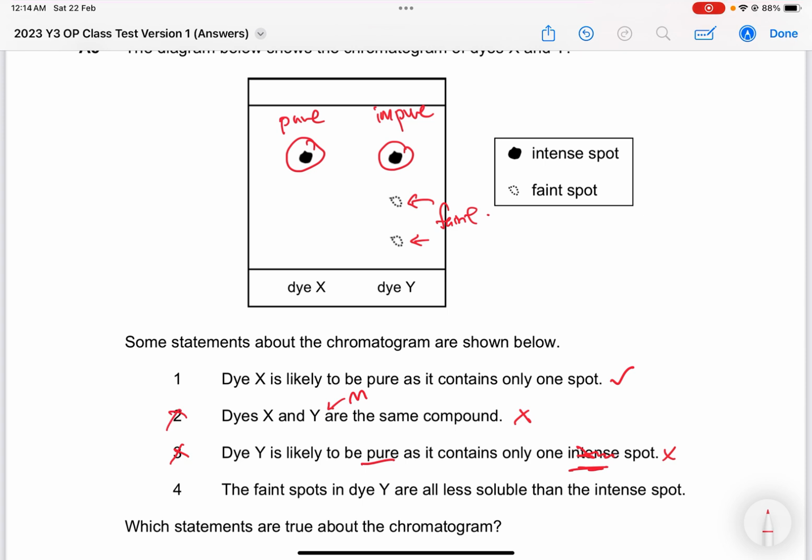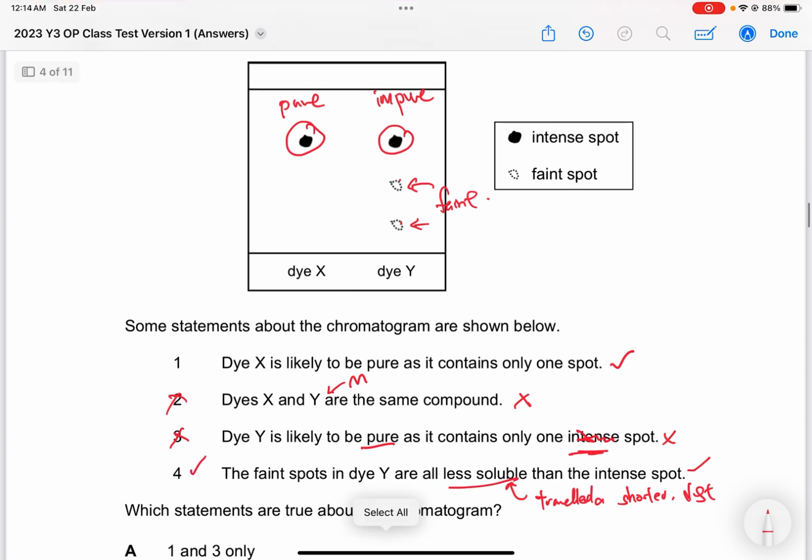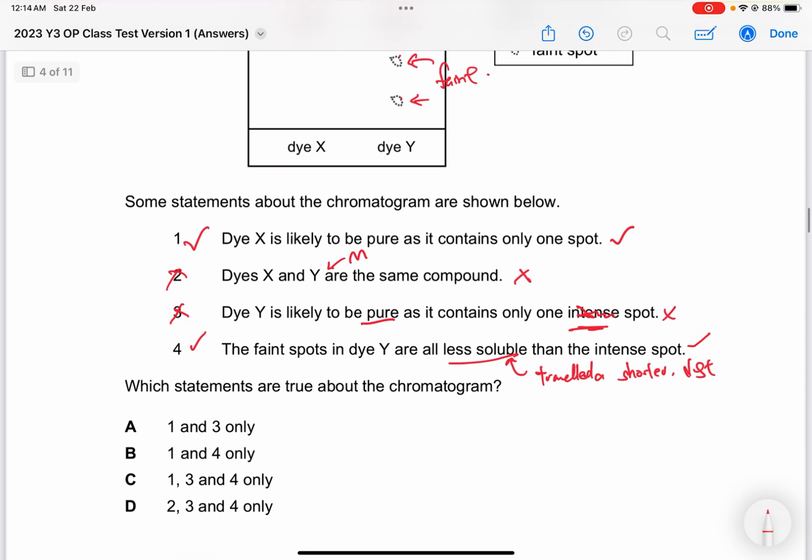Next one, the faint spots in dye Y are all less soluble than the intense spot. This is actually true because they travel a shorter distance. If they're less soluble, they will travel a shorter distance in the solvent. So therefore statement 4 is correct, statement 1 is correct. So what's true about the chromatogram? The answer will be B, 1 and 4 only. Okay, next.